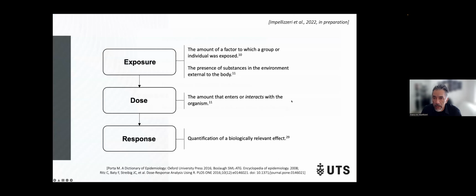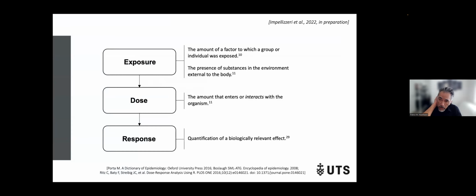Lesson we can learn from epidemiology. So in epidemiology, when you read papers and also books, they mainly mention exposure, response, exposure and outcome. Exposure in epidemiology is a generic term that reflects the amount of a factor to which a group or individual was exposed.